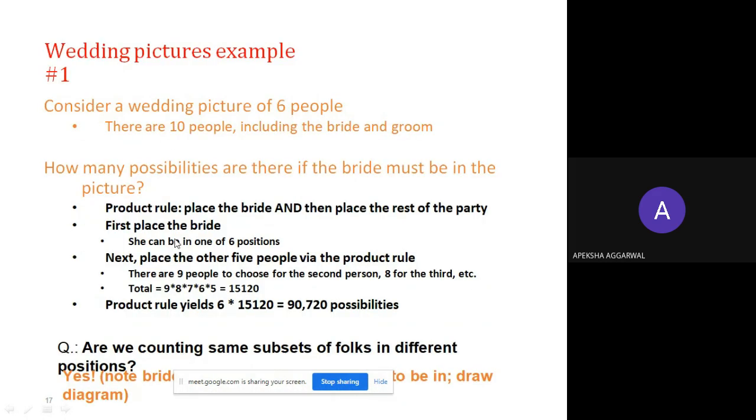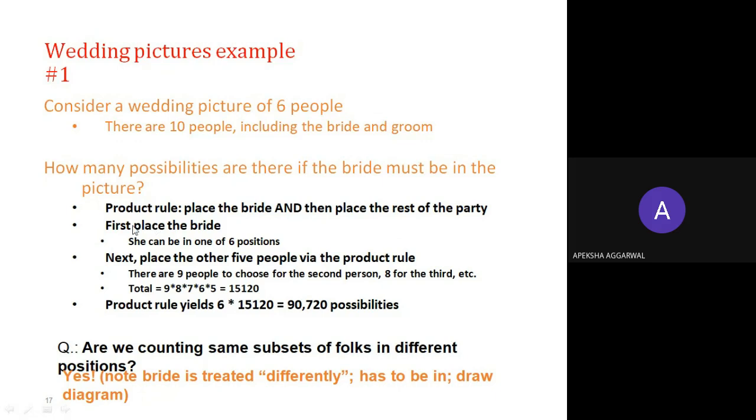Now, another example: consider a wedding picture of 6 people. There are 10 people, including the bride and the groom. How many possibilities are there if the bride must be in the picture? One person is fixed, which is the bride, and the groom can be there or cannot be there, so it's not fixed. Only the bride is fixed. In the picture, there are 6 places, and 6 people can come out of 10. Now, what is the final answer? How many possible combinations are there?